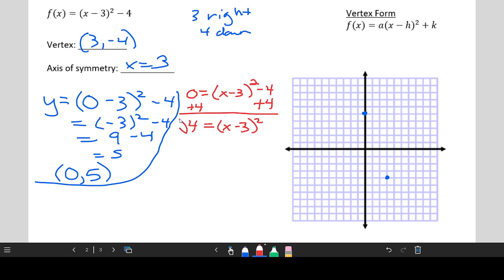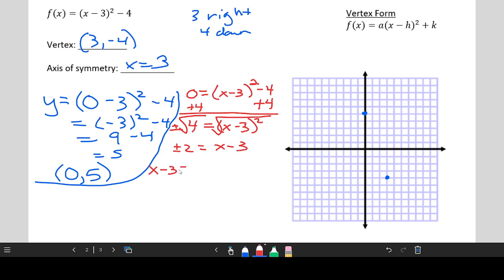And then we can take the square root of both sides. Don't forget the plus or minus. We know we should have two x-intercepts because we can tell here's the vertex. It's going to cross on this side and on that side. So square root of 4 is 2. So we have x minus 3 equals plus or minus 2.